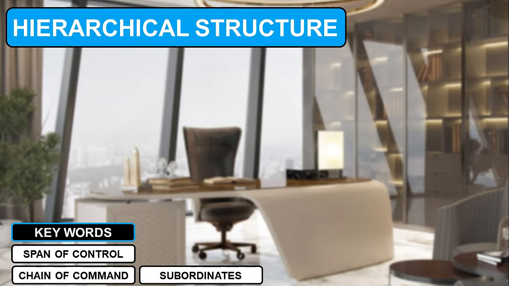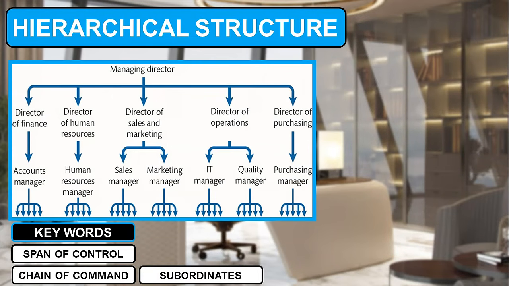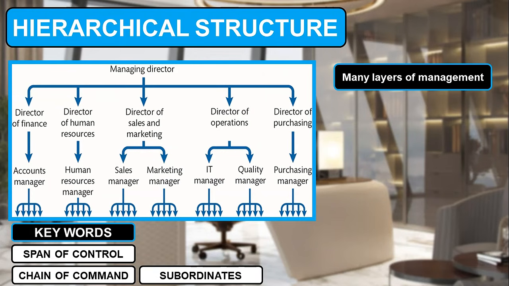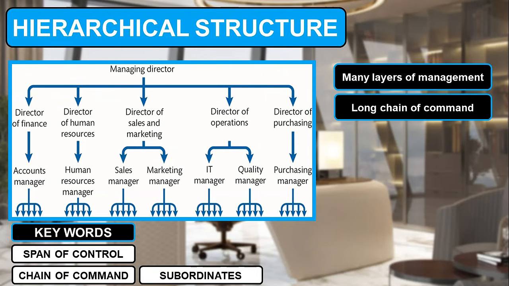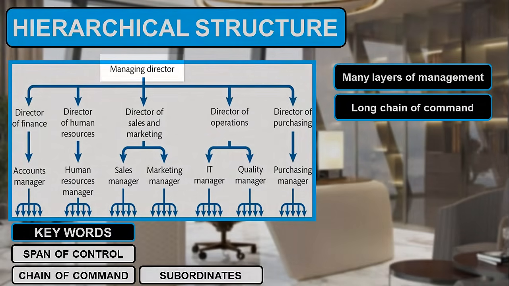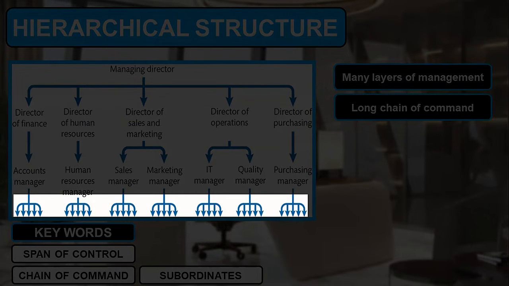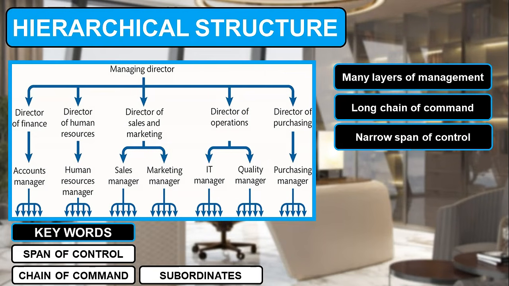The first, and probably the most common organisational structure, is a hierarchical structure. As this chart shows, this structure has many layers of management. The key features of this structure is it has a long chain of command, as communication has to go through many layers from the managing director through to the employees working under each manager at the bottom of the organisation. Due to the nature of this structure, managers tend to have a narrow span of control, as there are many managers with a relatively small number of subordinates, employees that work for them.